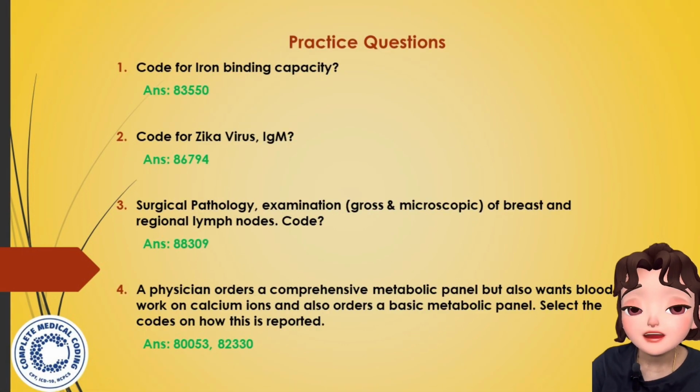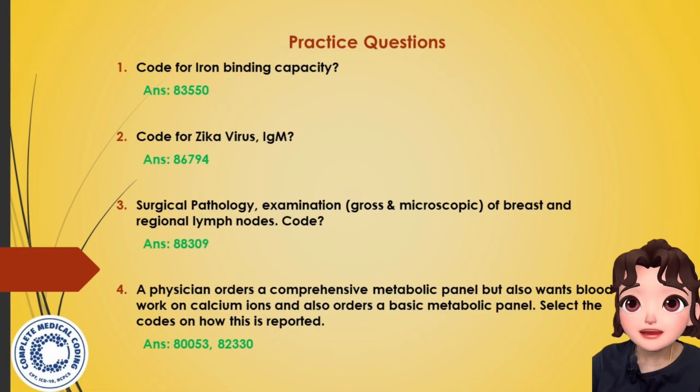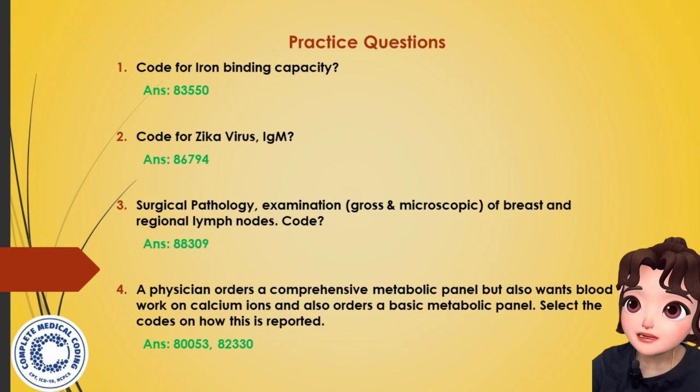Okay. What is the code for ion binding capacity? You can go to the index page, check for ion binding capacity or check for ion. You will end up in the code 83550, ion binding capacity.